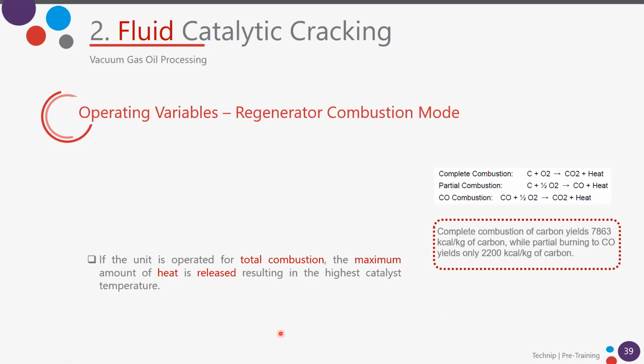If we compare the heat that is released during the complete combustion, it is this amount, okay? That is 7,863 kilocalories per kilogram of carbon if you have a complete combustion, while partial burning to CO yields only this amount of heat, okay? So you will see that it's a big difference if you go to partial or if you go to a complete combustion in terms of heat release during the combustion.